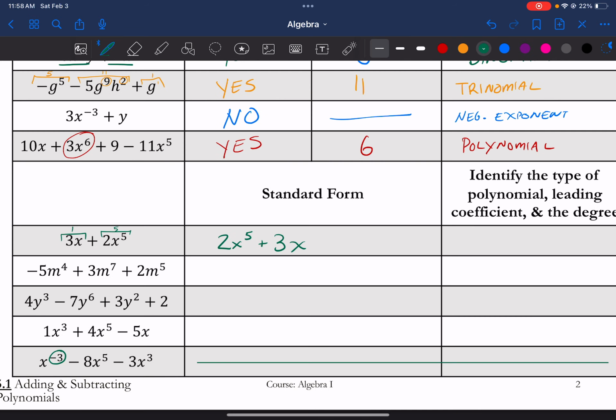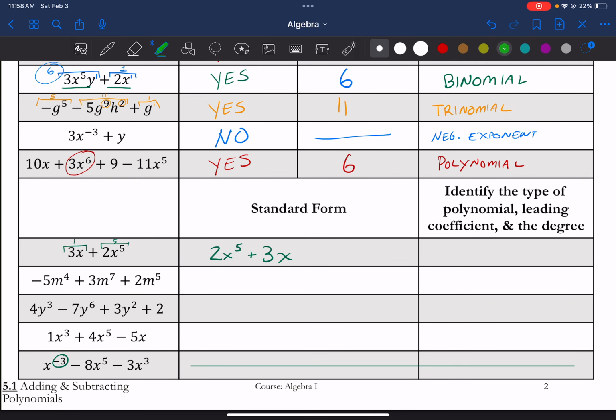And then we'll identify it. The type of polynomial it is a binomial. Now that it is in standard form, we'll be able to identify the leading coefficient, and we'll be able to look at what the degree is for this entire expression. The leading coefficient is 2. The degree is 5. So yes, this entire polynomial, the degree is 5, right? Because we look at the largest degree for the term.